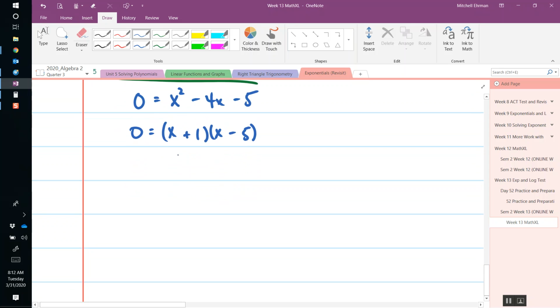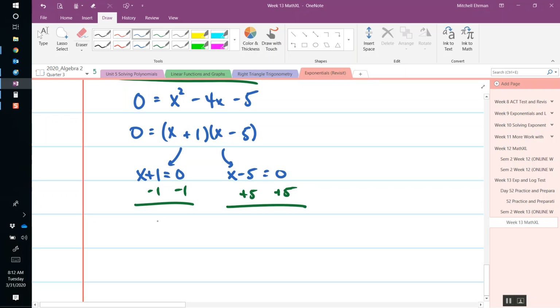So as factors, we have the expression factored now, and if you recall, these factors can be set equal to 0. x plus 1 equals 0 and x minus 5 equals 0. So I would argue that after subtracting 1 on this problem and after adding 5 on this problem, we would have two solutions. x equals -1 and x equals 5.